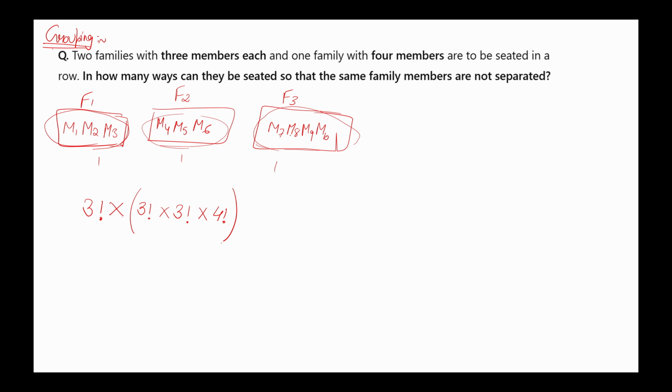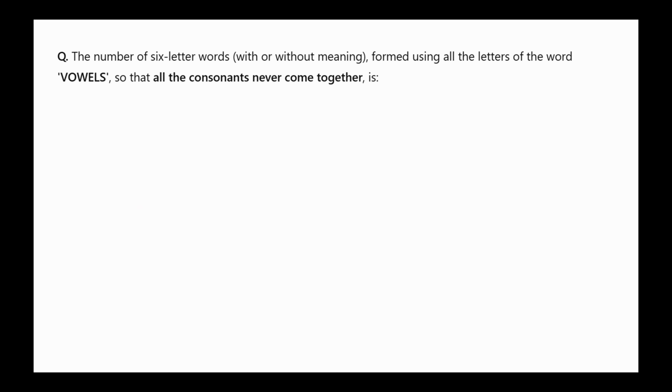And then each and every member inside the family can be arranged in their respective seats. So for each family, the number of arrangements becomes the factorial of its members. Upon solving this, whatever answer you get would be your final answer. I'm not going to solve each and every multiplication. So this is how you solve grouping questions. Now let's look at this.